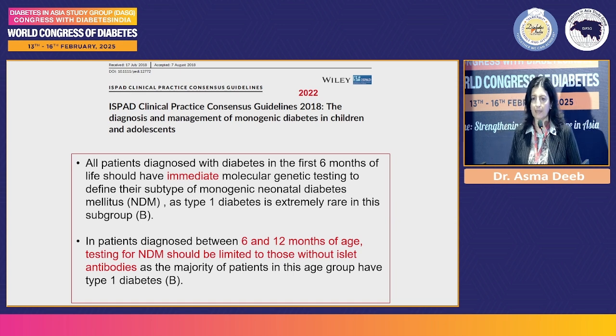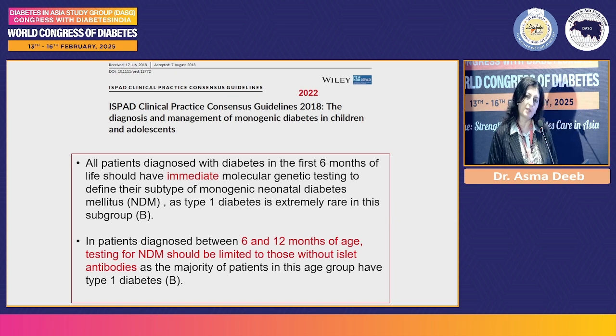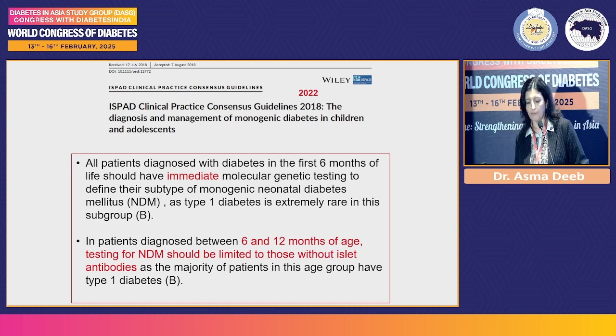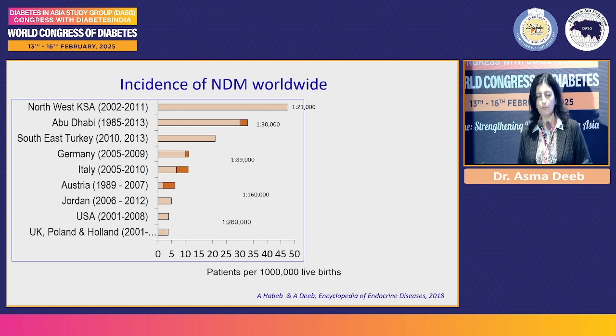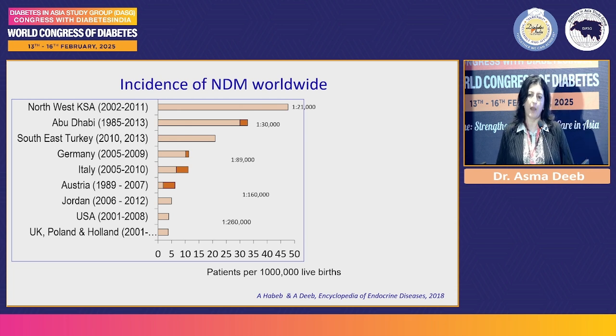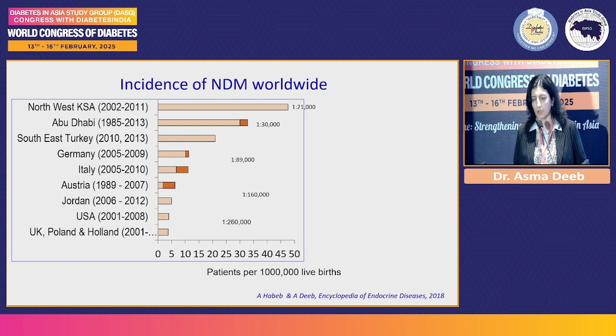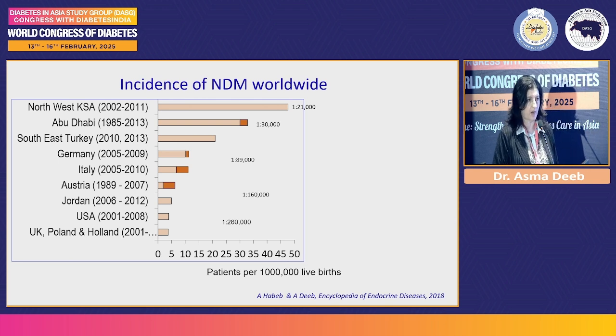And for us clinicians, we need to think about it if diabetes presents in the neonatal period, between birth and 6 months, but also we need to consider it if diabetes presents between 6 and 12 months if there were no autoantibodies. You might say, okay, why should we bother? It's not a common disease, and you might be right, because it's not a common disease in Europe or America. However, in our region, it is relatively common.